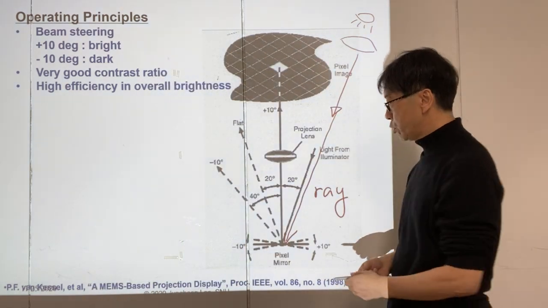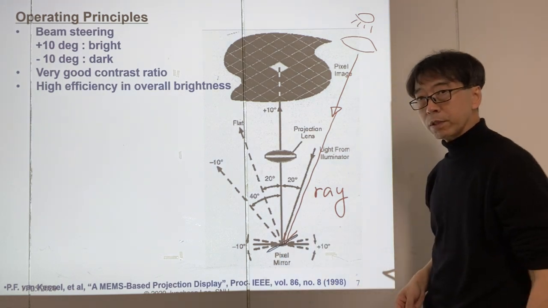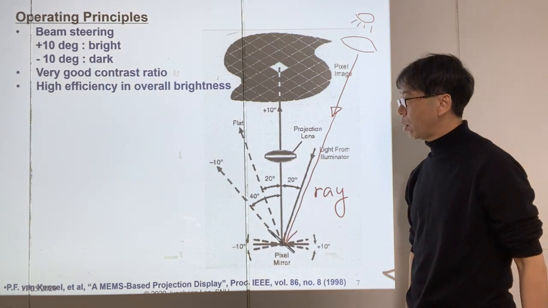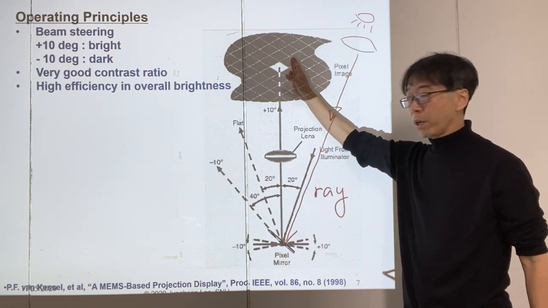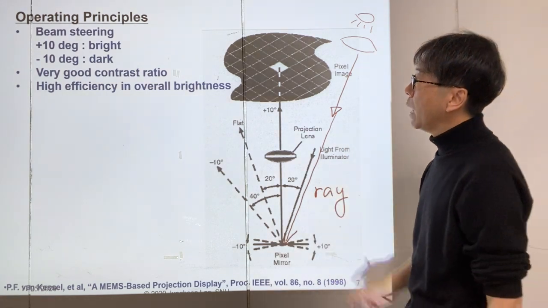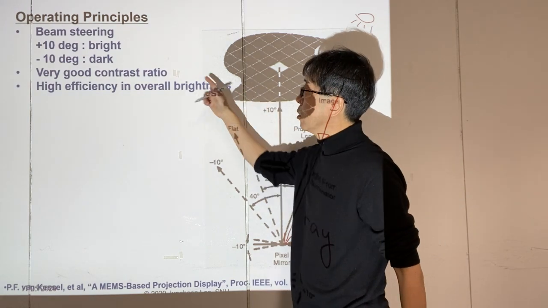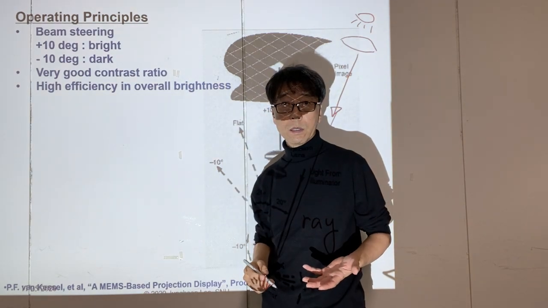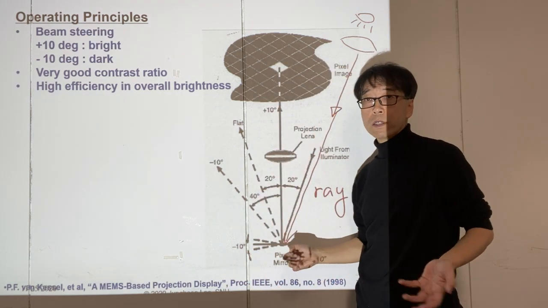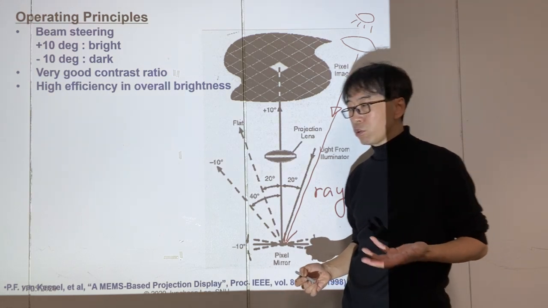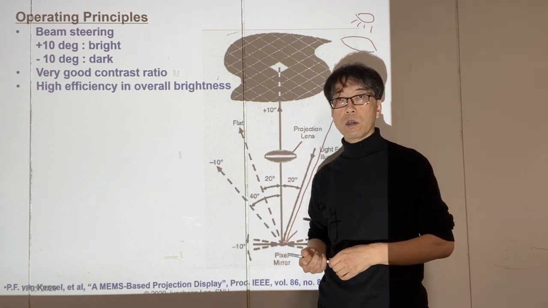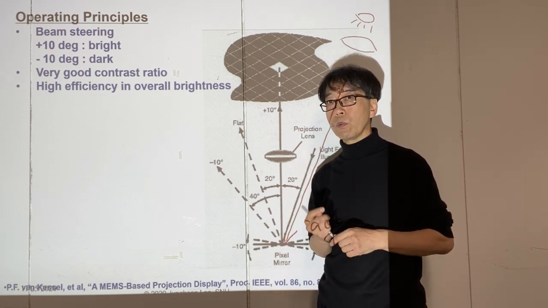So remember, initially the angle will be tilted by minus 10 degrees by default, total black. Whenever this light angle becomes plus 10 degrees, there we go, you have a spot of bright light. So that's why we have high efficiency in overall contrast ratio and brightness. If it's dark, it's total dark. It's really dark. If it's bright, it's total brightness. It's really bright. That's why you can achieve 1,000 before, and nowadays 1 to 10,000 of contrast ratio, which is impossible with LCD.